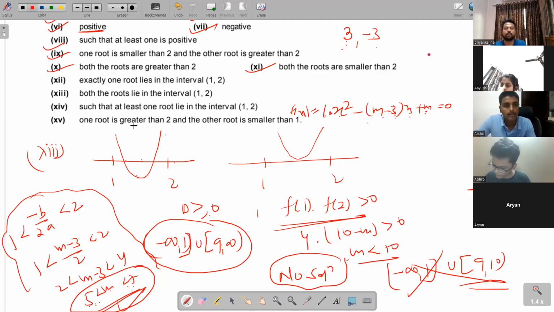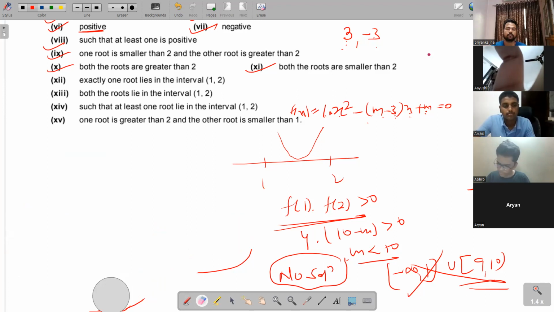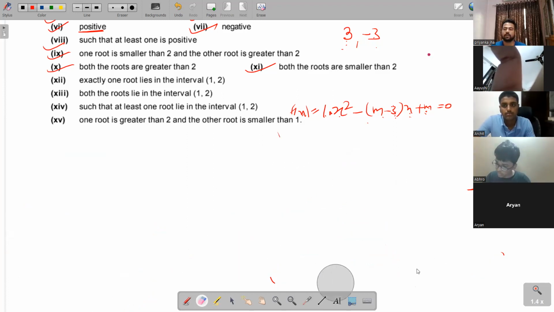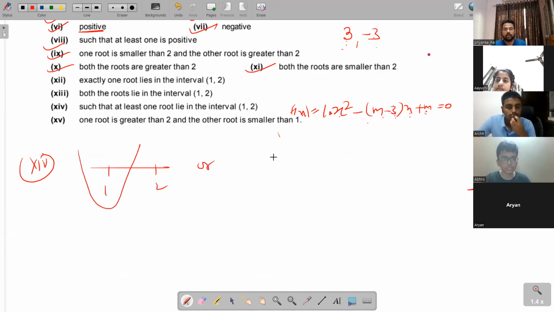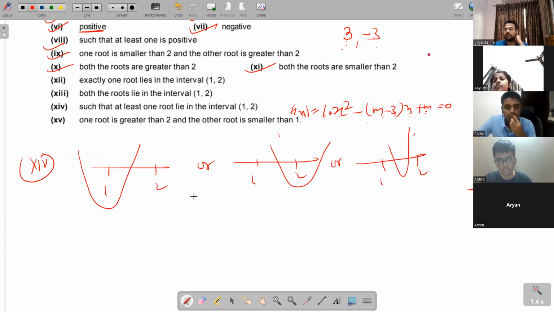बोलो 14 आ गया आयुषी और अब्रो. सर इसमें तो कंबाइन करेंगे ना 12 और 13. In 14 question says that such that at least one root lie in 1 and 2. So there will be two cases like this or, सर 3 केस होंगे, like this or both roots. So 3 cases. So solve for all these 3 cases and then combine.